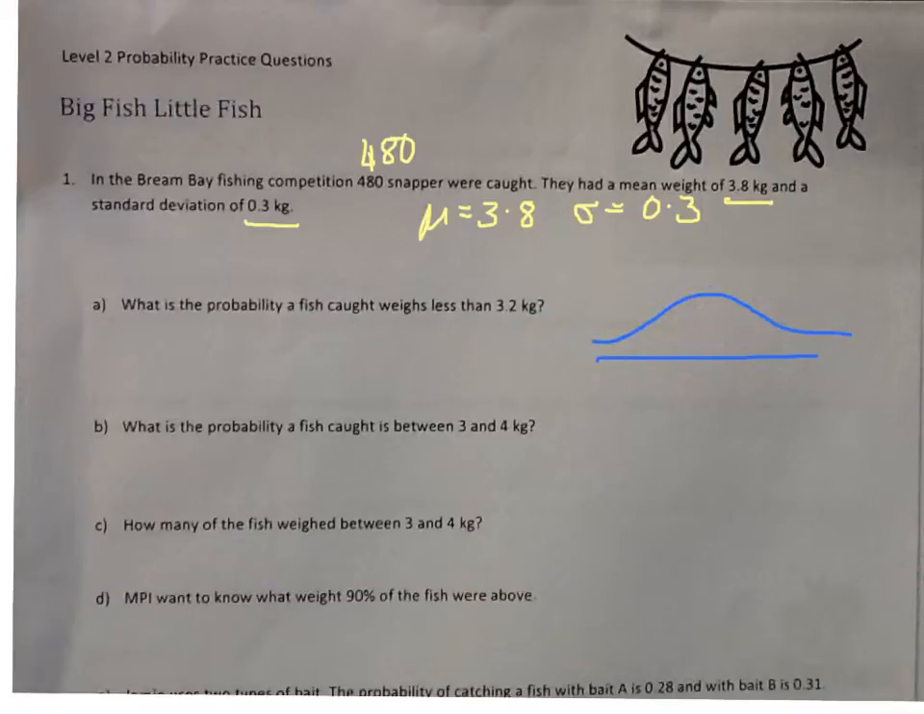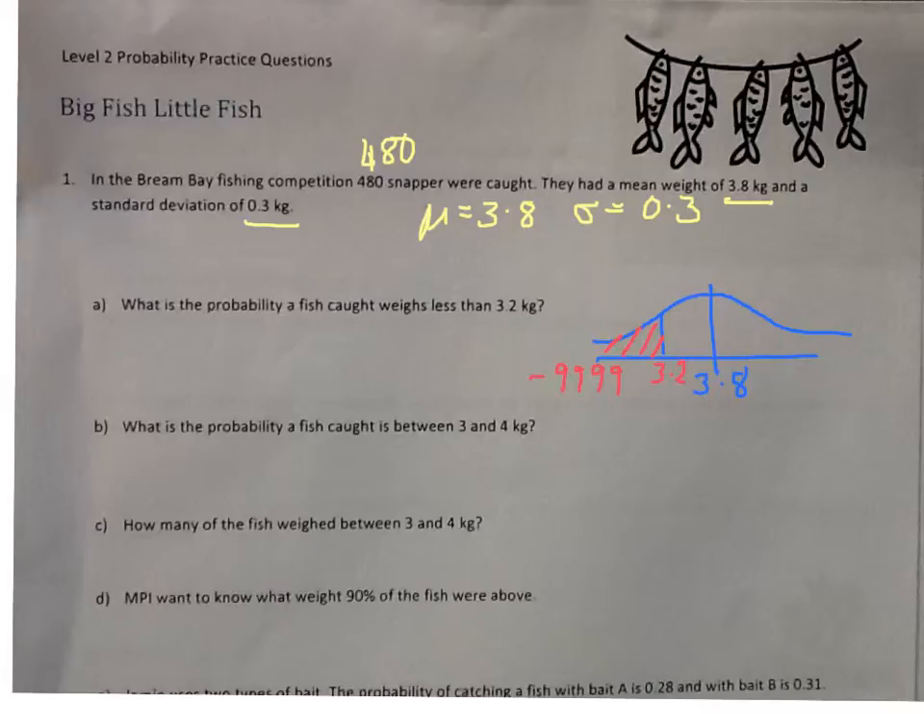Quick sketch. Here's my distribution. And 3.8 was the mean, so 3.2 is going to be down here somewhere, and I want to know if a fish is less than that, so this area here. So my lower, remember infinity on our calculators, we just have to put in negative 9999, and my upper is going to be 3.2. So put those in your calculator.